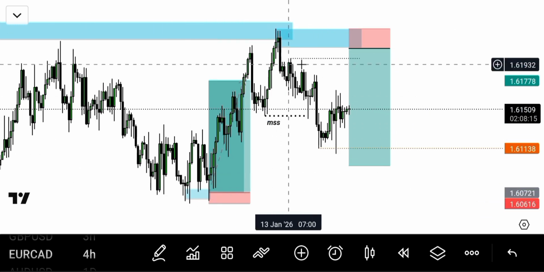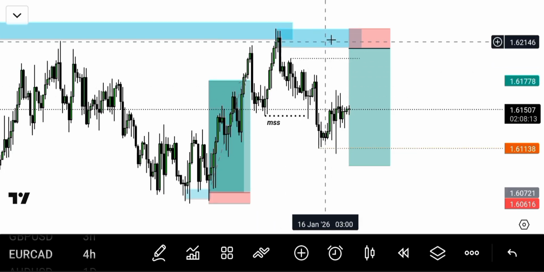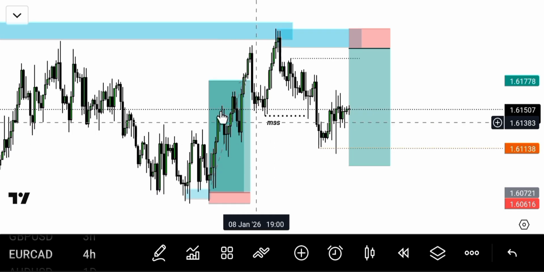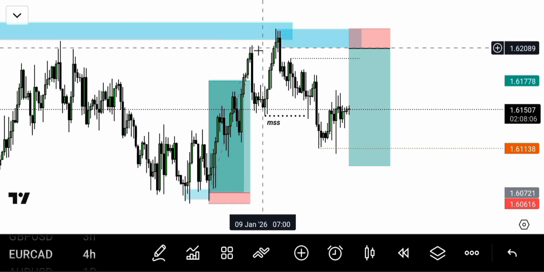So this is what we have here. We have this inducement liquidity, and we're expecting price to take it out to continue to the downside. So that's the logic behind this trade we are expecting to take.